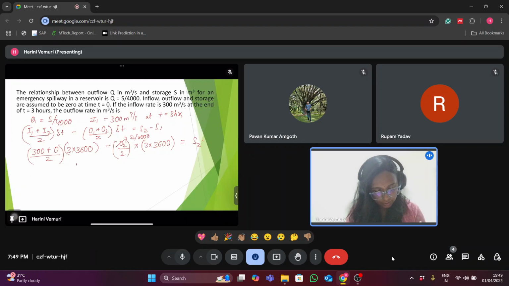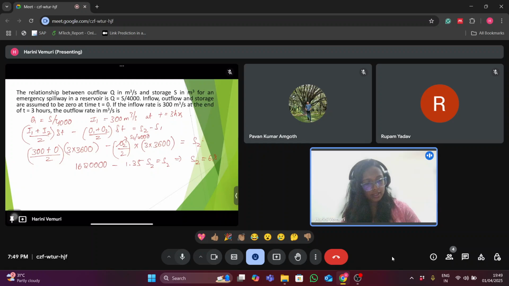So once you solve this, the equation will come around like this. This is S2. So by solving this, the storage will be 6,87,361 meter cube. And since Q equal to S by 4000, the outflow will be 172.34 meter cube per second.